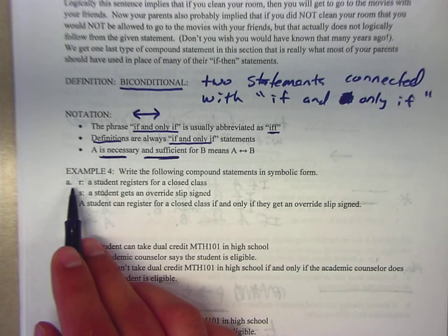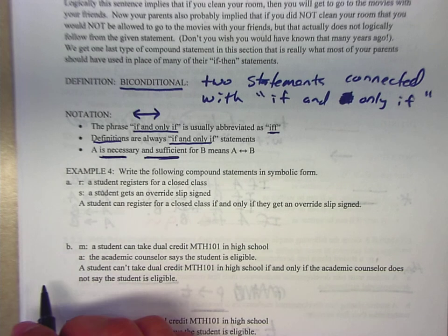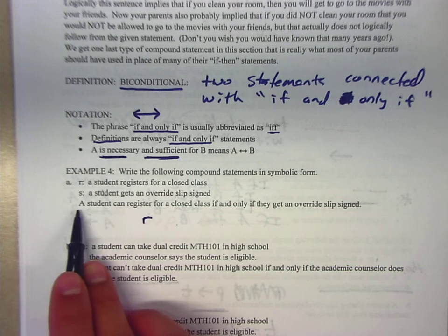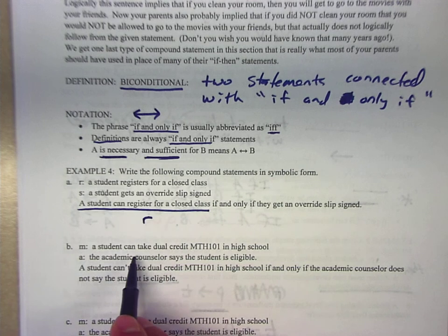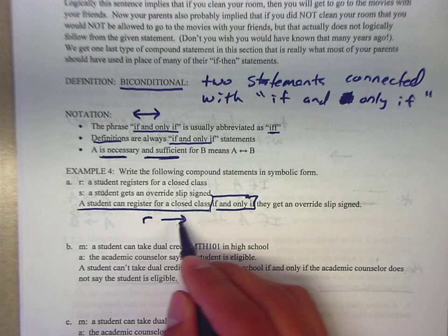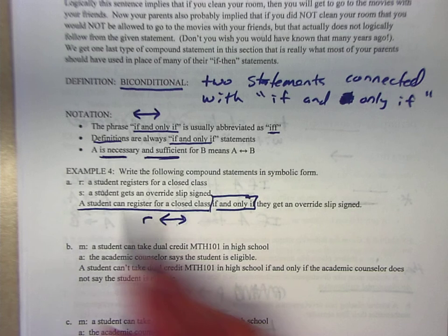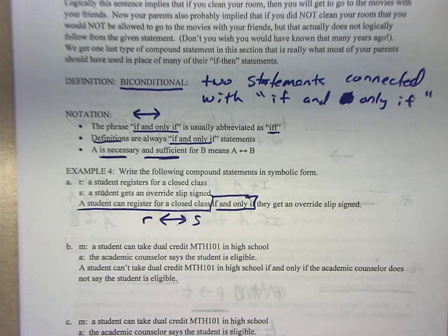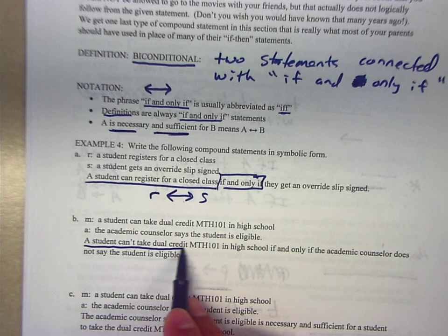So let's look at R. A student registers for a closed class. So R. Here we have a student can register for a closed class. That's where the R comes from. If and only if. So double arrow. They get an override slip signed. And that's exactly sentence S. Right? Pretty straightforward.